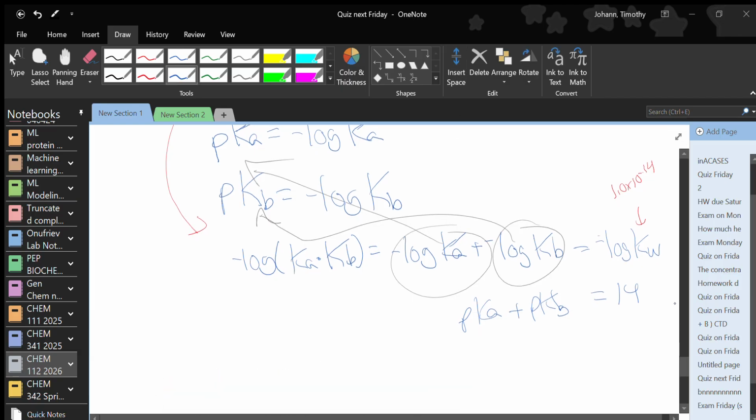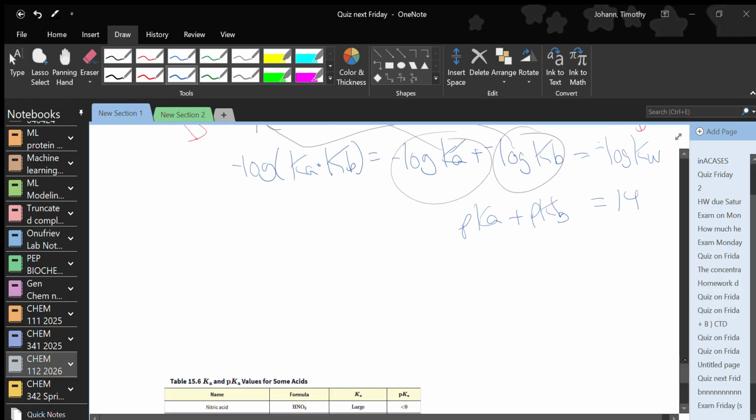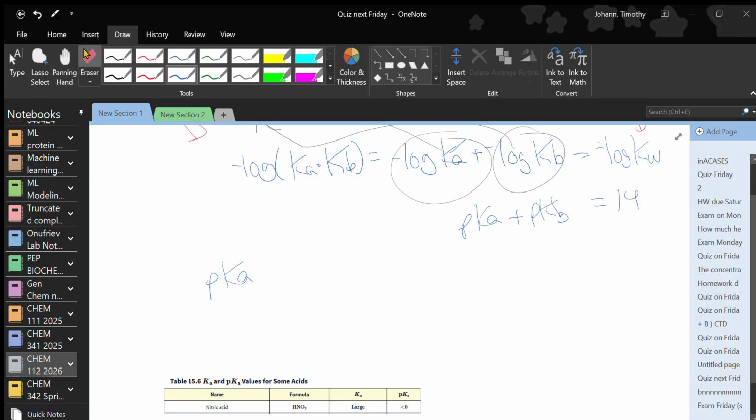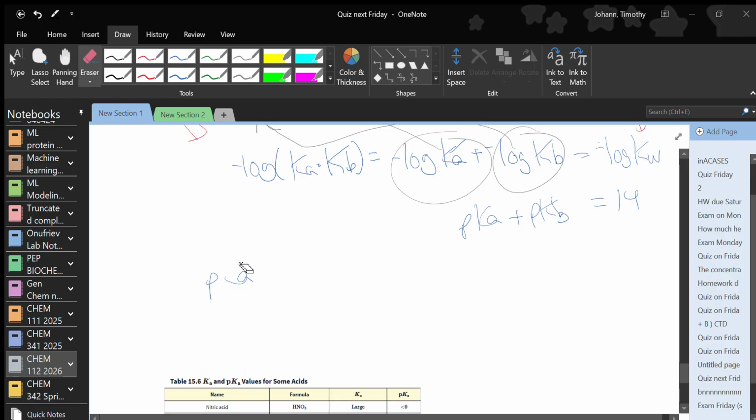Now, I've got a little bit of time left here, actually more time. But I want to talk about what's useful about this pKa. If we talk about pKa, that's something that we use a lot. I use it a lot in biochemistry. The pKa is the pH at which an acid and its conjugate base are in equal concentrations.